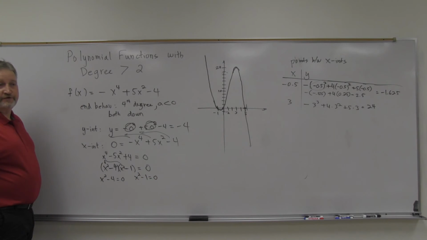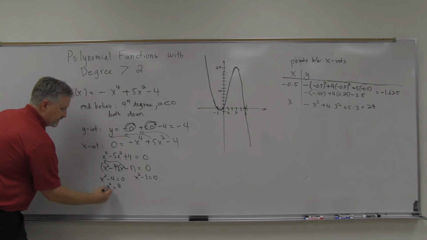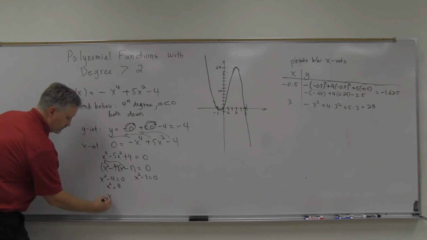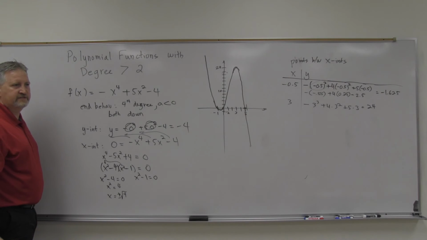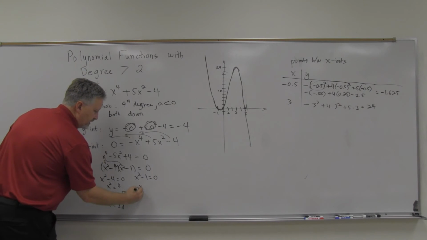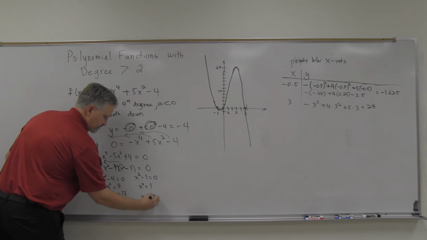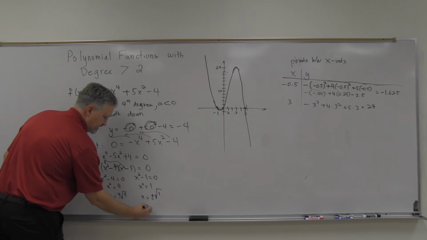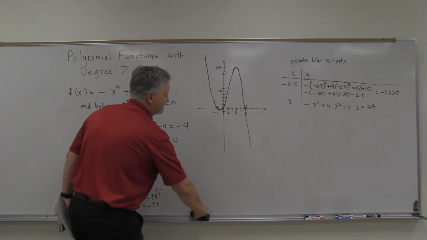Solve those however you want to. I would just say x squared, add the 4. Got x squared equals 4, square root. The only thing you have to remember there is the plus or minus. It's plus or minus 2, isn't it? For the x-intercepts there. Here you add the 1, so you've got x squared equals 1, so x would be plus or minus the square root of 1. Plus or minus 1. Or x-intercepts.